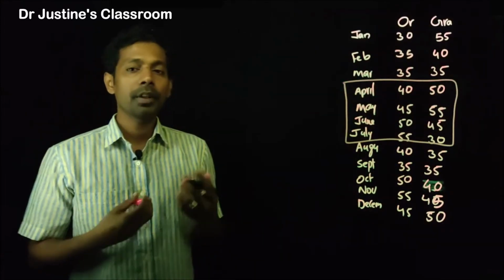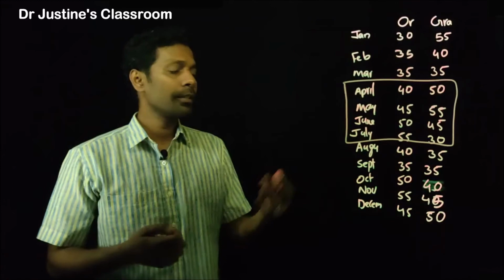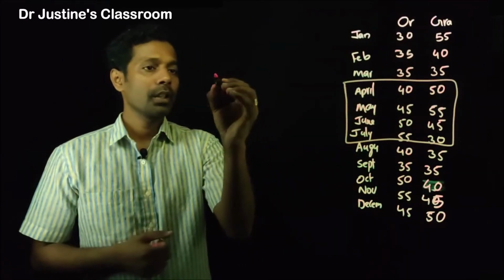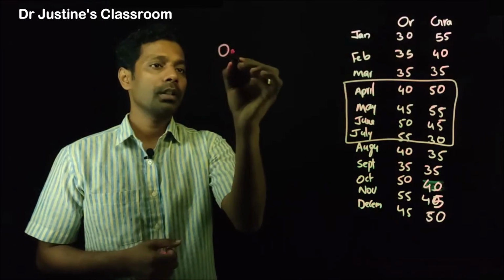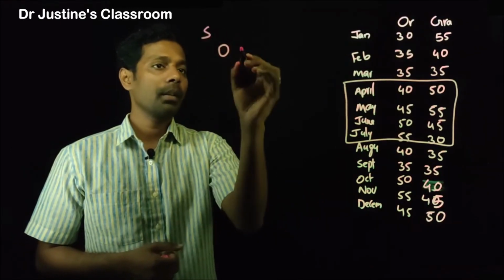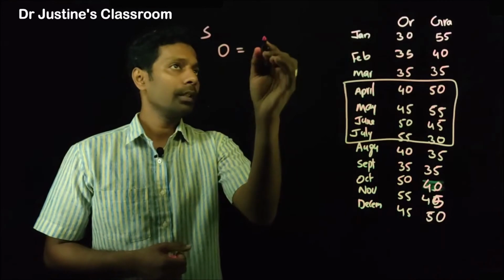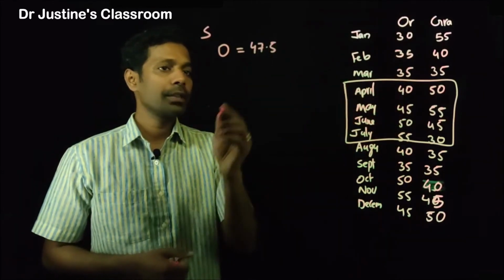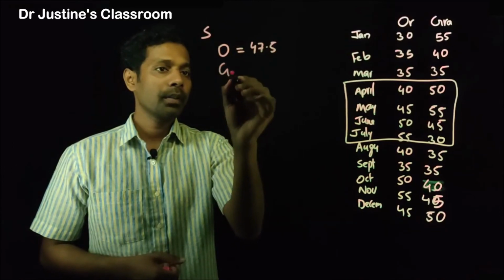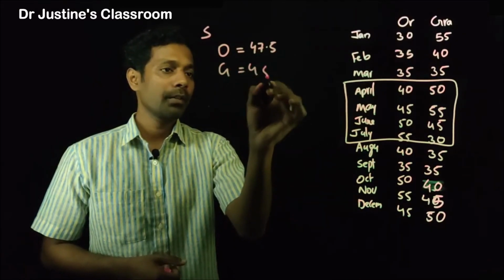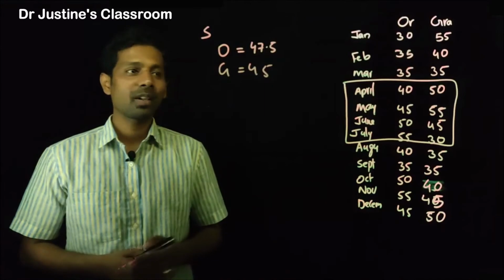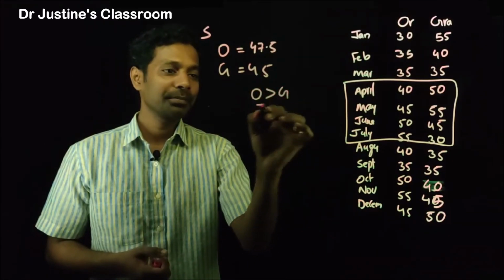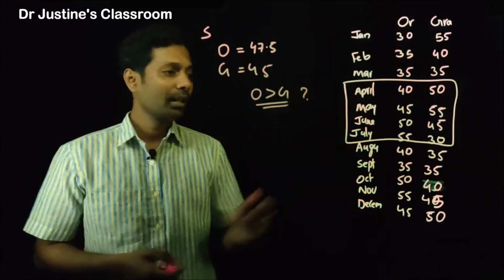Now my question is, which product is more costly, which fruit is more costly? If I find the average of the sample, the orange average will be 47.5 if you take the average of this data, and the grapes average will be 45. Now what's the conclusion that you have? Can we say that orange is more costly than the grapes? Can we say a conclusion like that based on the sample?